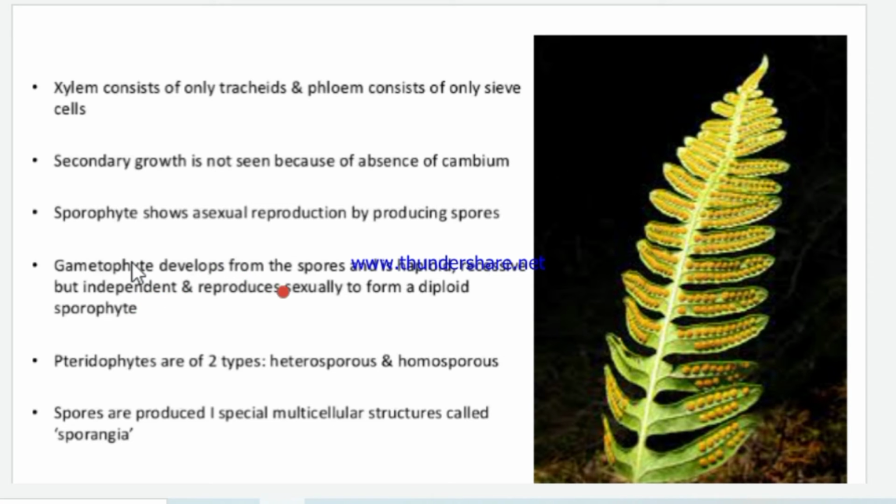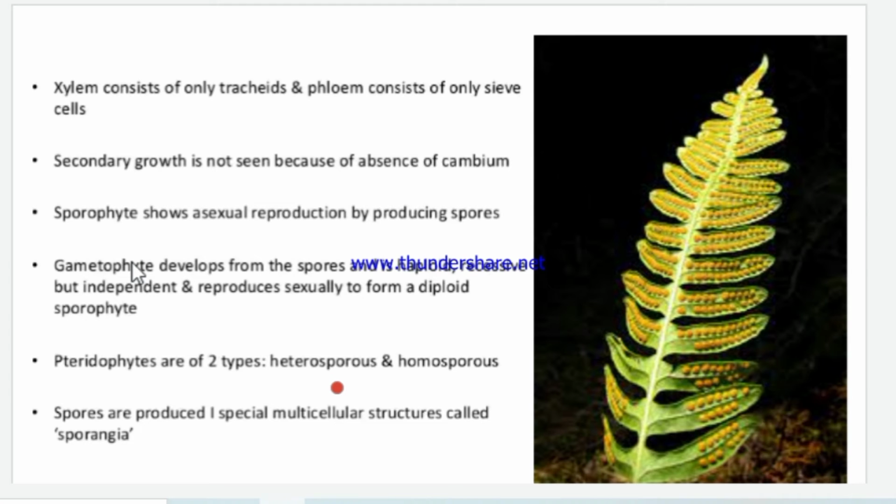The gametophyte develops from the spore, which is a haploid structure and is independent, and it reproduces sexually to form a diploid sporophyte. Now, pteridophytes are the ones which have two types of spores, the heterospores and the homospores. Homospores are identical spores. There's no distinction between a male and a female spore or different types of spores. But in the heterospores, we find two types of spores, the microspores and the megaspores.